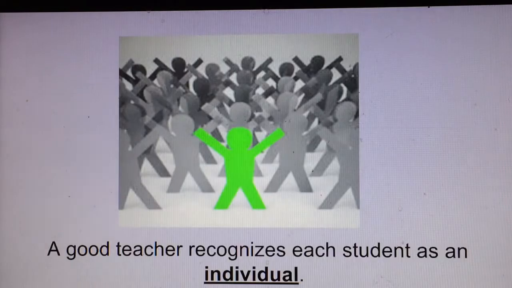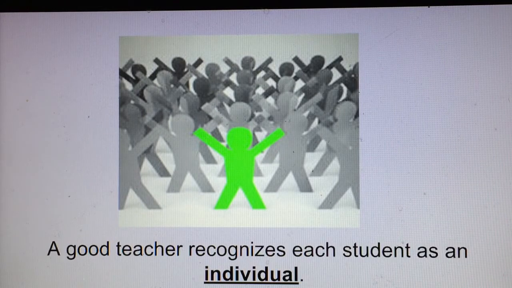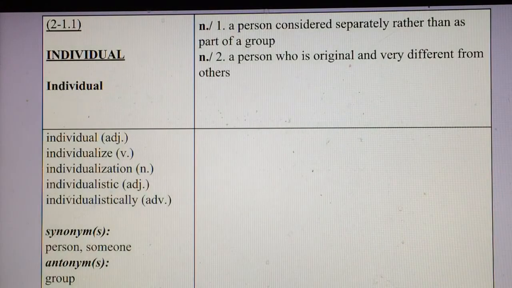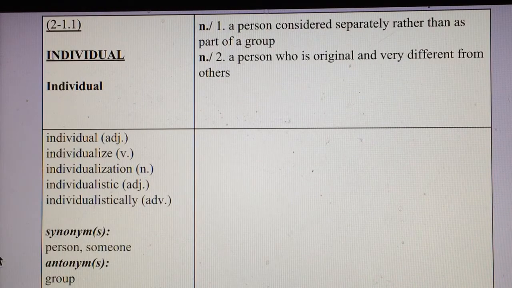Let's look at an example. A good teacher recognizes each student as an individual. On the first day of school, when the teacher looks out at the class, especially a new class in the beginning of the year, lots of times the teacher sees just many, many faces, just a class of students. But very quickly, a good teacher will recognize each student as an individual, having individual strengths and individual needs. And when I say individual strengths and individual needs, that's using individual as an adjective.